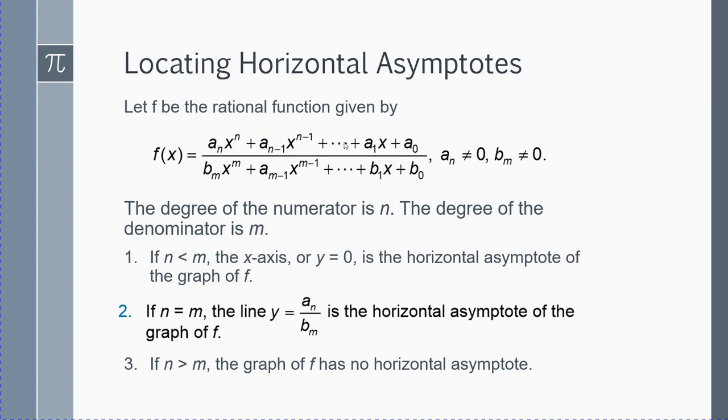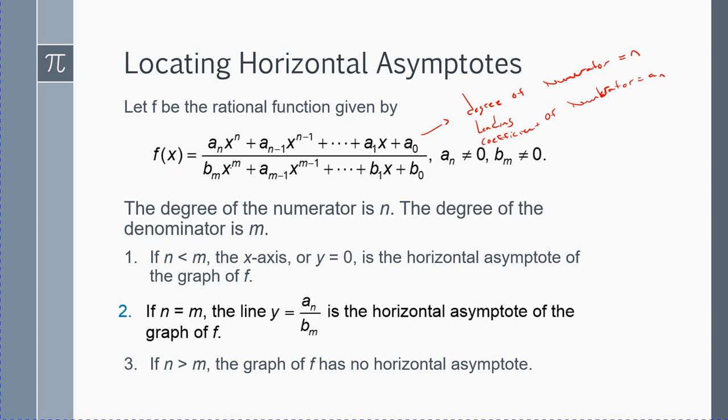All right, so let's let f be a rational function given by this. This is just the polynomial definition in both the numerator and denominator. The only thing you really have to care about is you need to know the degree of the numerator, we'll call that n, and you need to know the leading coefficient, and that's a sub n.